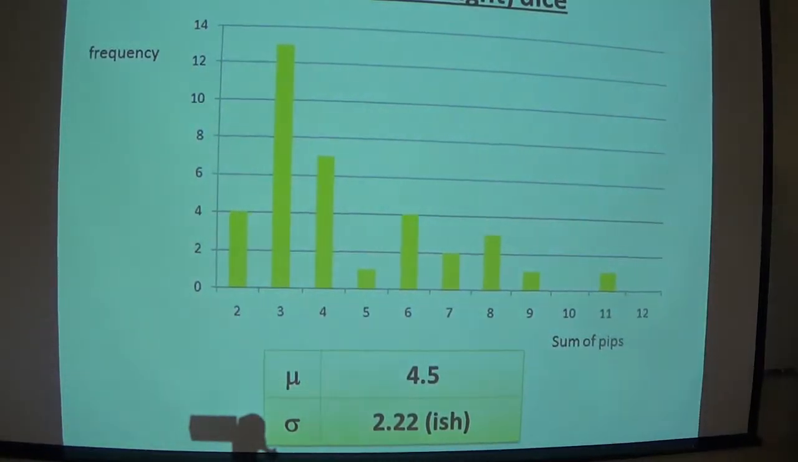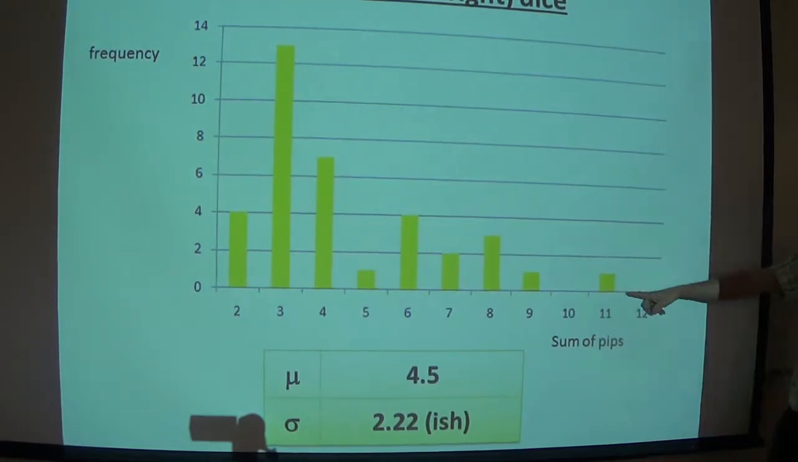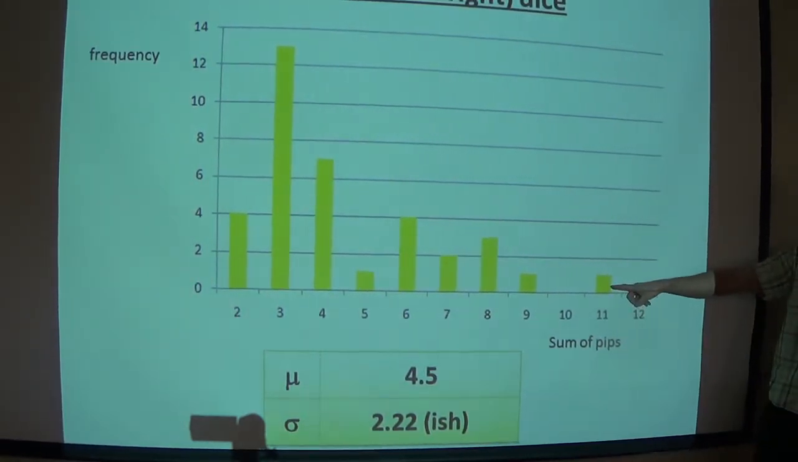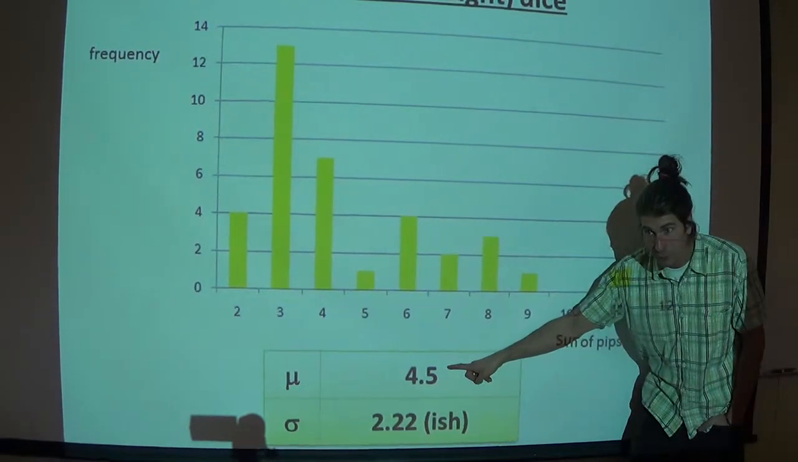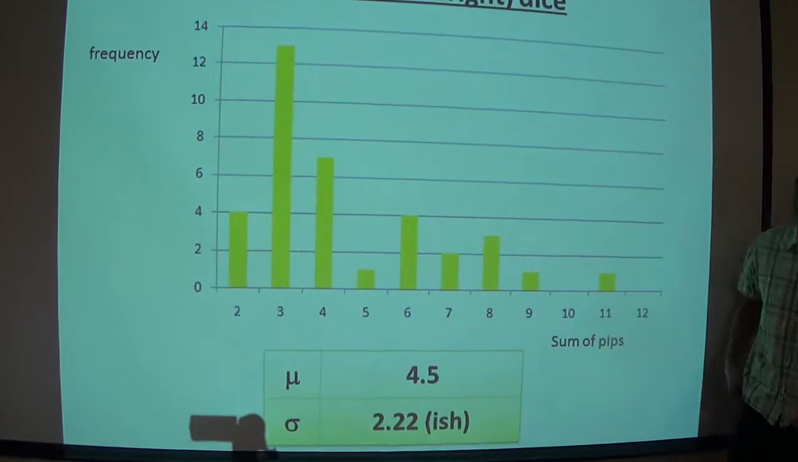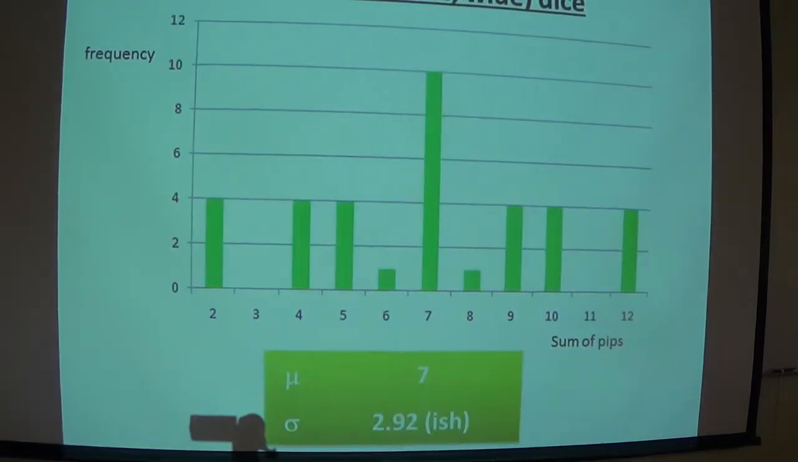So you've got a very much unimodal distribution, but it's not bell-shaped at all. It's got a long, long tail. You have these couple of occurrences of 11 out here in the wings, which is kind of throwing things off. I get an average of 4.5. Good with you guys? Good. Standard deviation 2.22-ish. Good. There's the yellow dice. Here's the greens.